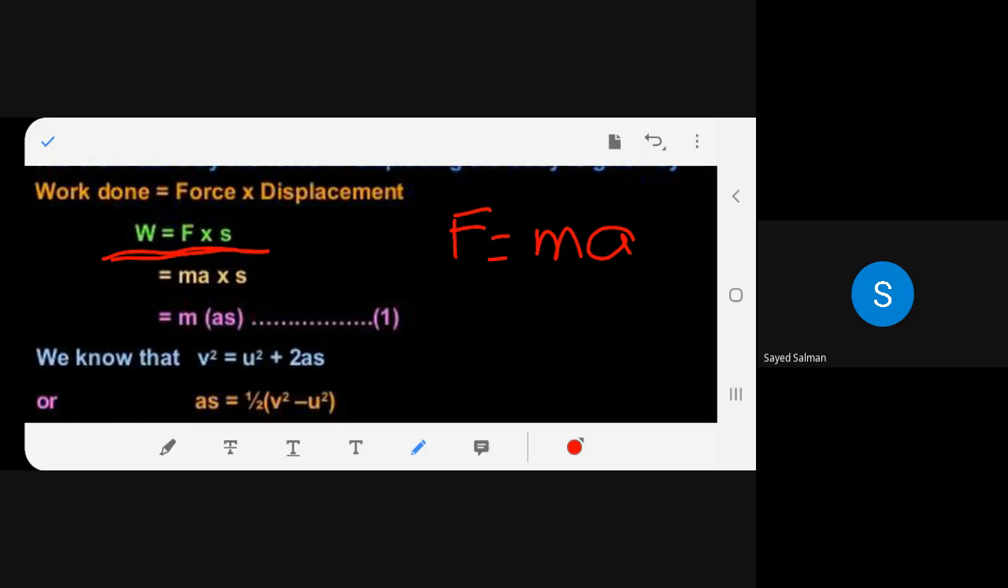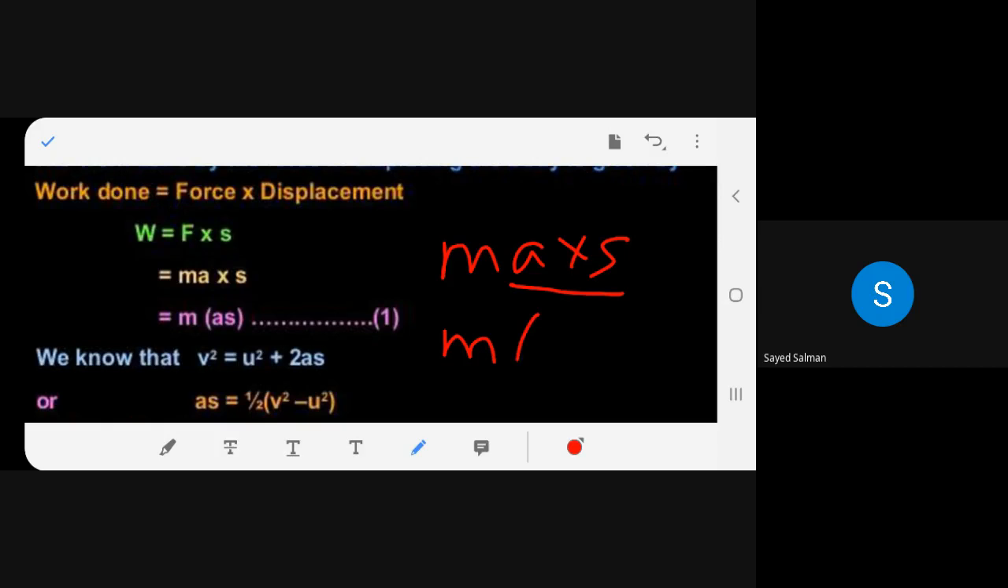Do you remember F is equal to ma? So instead of F, we have put ma and S is brought down as it is. This ma into S can also be written as m into as. Either I can take these two together or I can take as together. So what we did right now, we took as together. M into a into s, we took these two together and kept m out as as. This much have you understood?